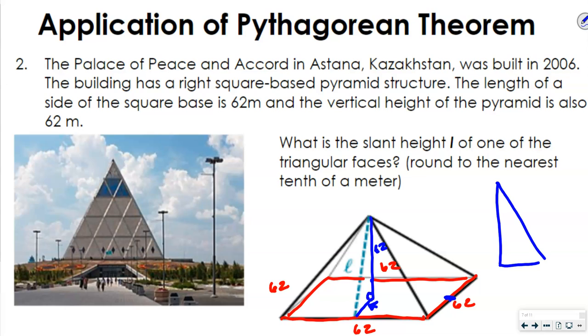So we're going to draw what we have, okay? I'm going to do that right angle there, and I'm going to do 62 divided by 2. That's going to be 31. So this down here is going to be 31 meters. The height was 62 meters, and it's asking us for the slant. It says, what is the slant L of one of the triangle faces? So that's what we're actually looking for.